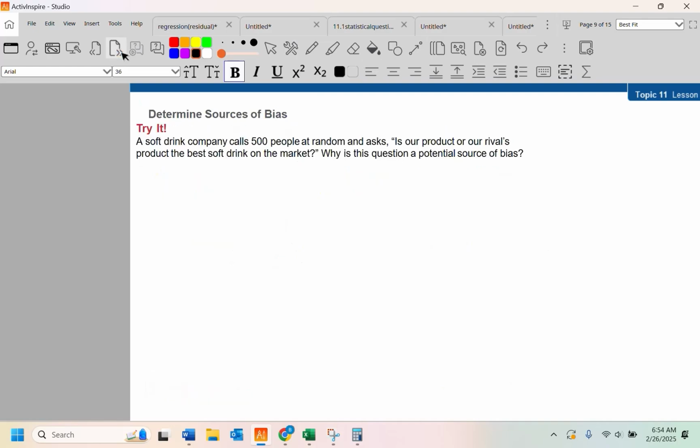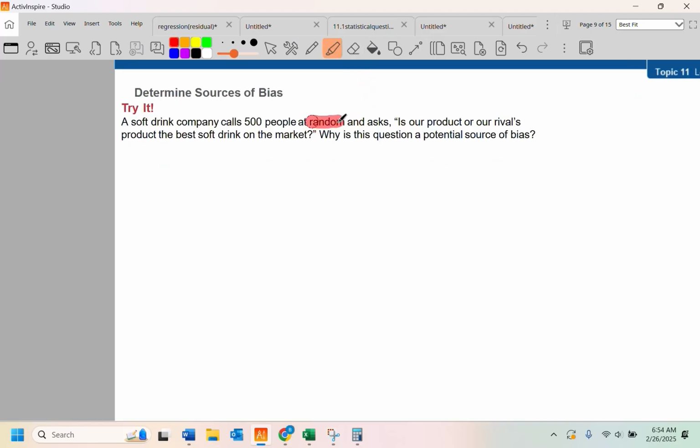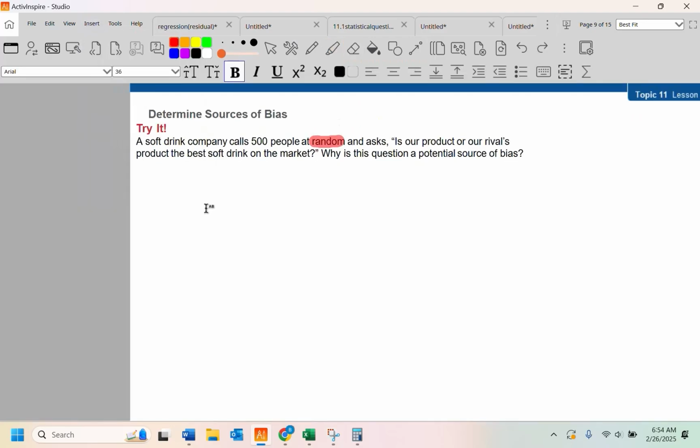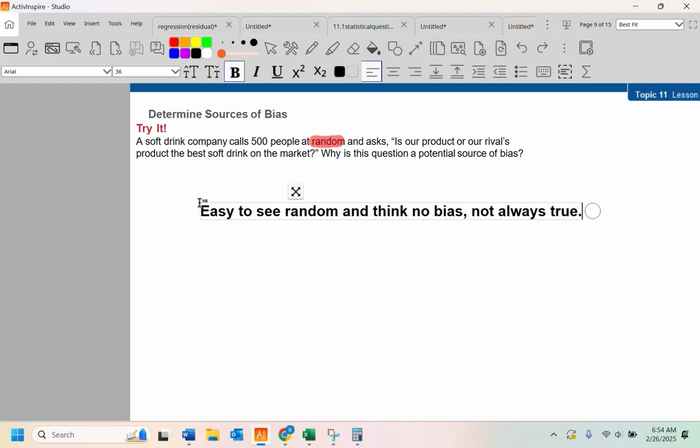All right, a soft drink company calls 500 people at random and asks, is our product or rival's product the best soft drink on the market? Why is this question a potential source of bias? Now, you might look at this and see the word random and think, oh, it's good, right? It's easy to see random and think no bias, but it's not always true. The way they ask the question only talks about two different drinks.